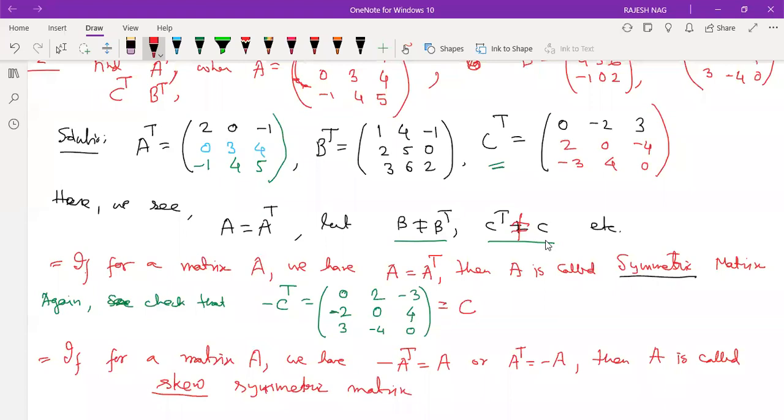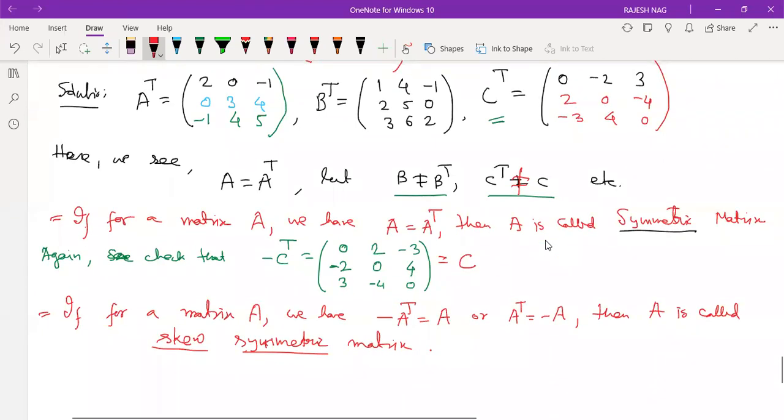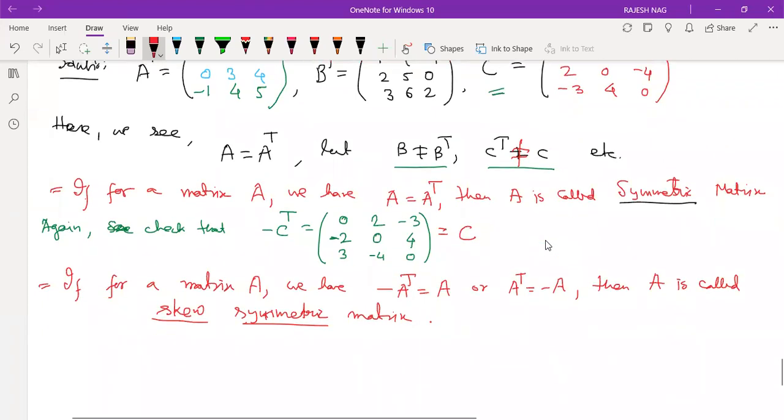So we learned two definitions. One is called skew symmetric matrix, one is called symmetric matrix. Symmetric matrix means transpose is equal to A. And skew symmetric means transpose is equal to minus of A. Almost the same, but for the skew symmetric matrix, transpose is equal to minus A, and for the symmetric matrix, transpose is equal to A. Simply minus and plus are the only differences.